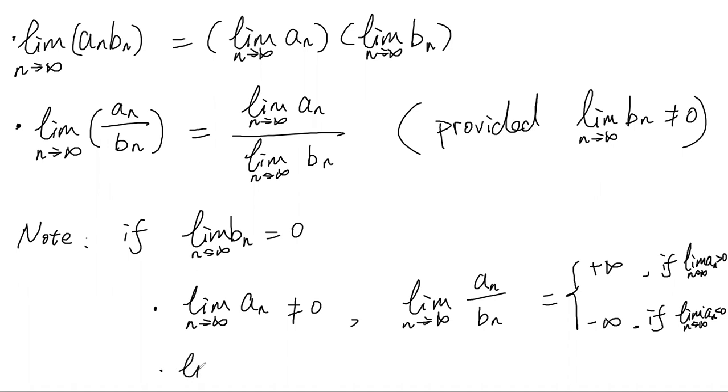And then if the limit of a sub n is also equal to 0, basically we want to calculate the limit of the function f of n divided by g of n. Since at the beginning we assumed a sub n is equal to f of n and b sub n is equal to g of n, this will become a 0 divided by 0 indeterminate form, and then we can use L'Hopital's rule.